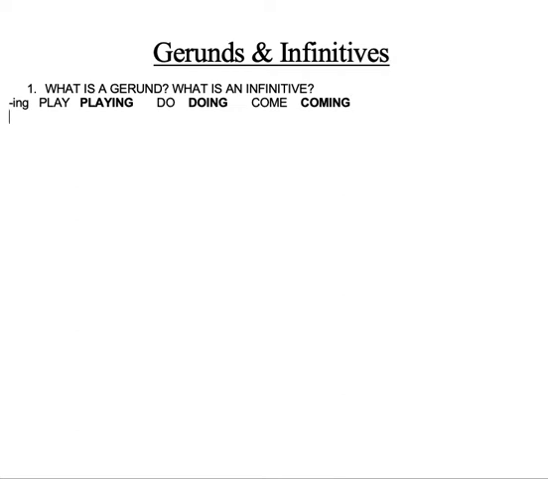And what is an infinitive? An infinitive is the verb when it's preceded by the word to, okay? So for example, when you have the word play, the infinitive is to play. When you have the verb do, the infinitive is going to be to do. And when you have the verb come, the infinitive is going to be to come. All right. So far, so good. This is super easy. Part 1 is super easy. Let's go to part 2.